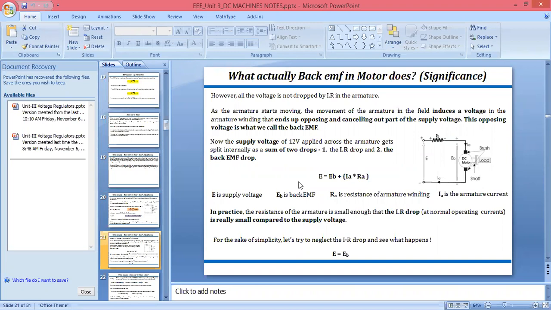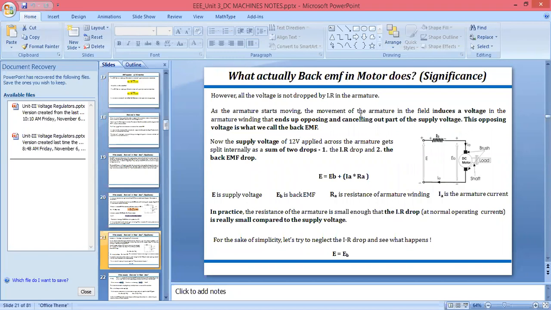However, all the voltage is not dropped by the armature winding. When the armature starts to rotate, we know the armature is used in the DC motor and the DC generator, and it works as a rotor because it is moving. At that time magnetic flux is introduced, and when it cuts the conductor, EMF gets introduced because of Faraday's law. Faraday's law tells us if a conductor is cut by the magnetic flux, EMF will get introduced.